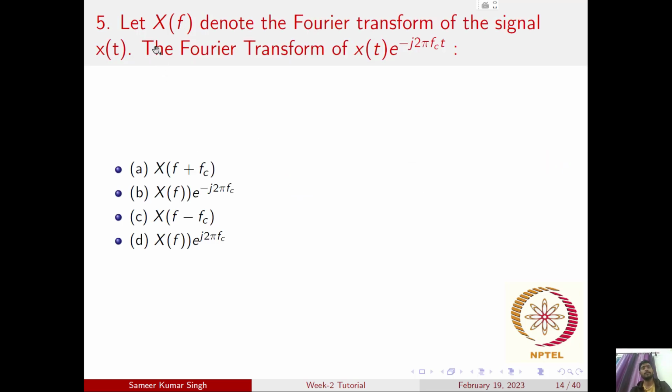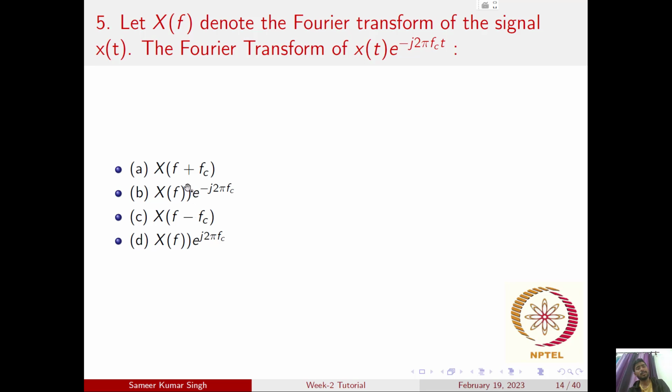Now question number 5, which is also related to the last one. Just a general question: let X(f) denote the Fourier transform of the signal x(t). The Fourier transform of x(t) e to power minus j 2 pi fc t. Here we are multiplying these terms in the time domain, then we have to calculate what the Fourier transform will be. Initially we have input signal x(t) and get the Fourier transform X(f). Now we are multiplying these terms, so what would be the output?